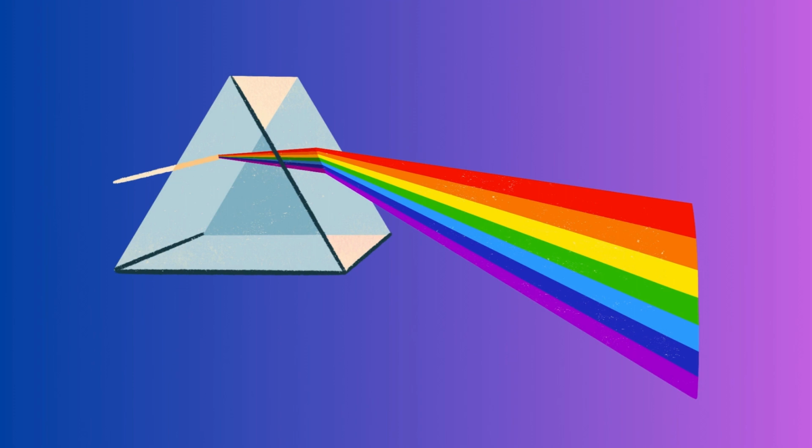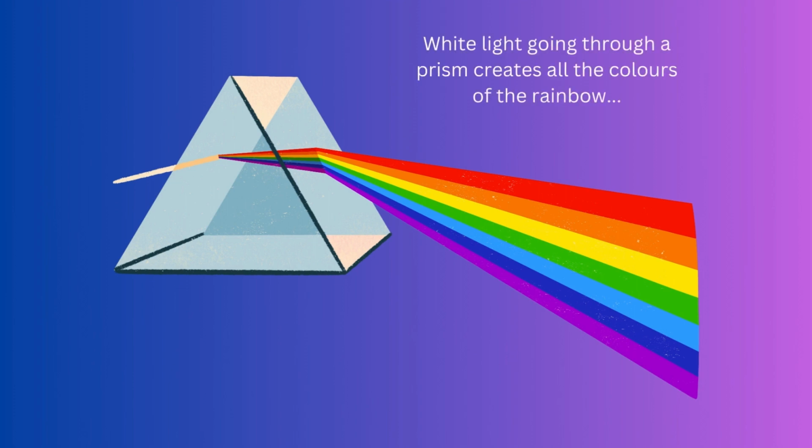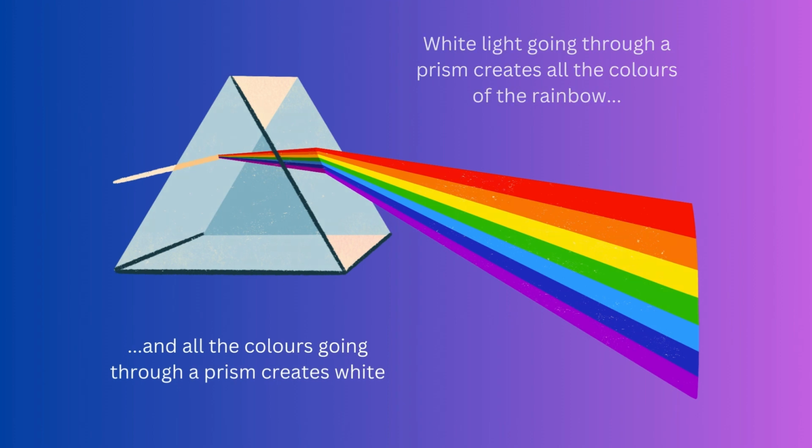This theory goes hand in hand with a prism. White light going through a prism creates all the colors of the rainbow, and vice versa. All the colors of the rainbow going through a prism creates white.